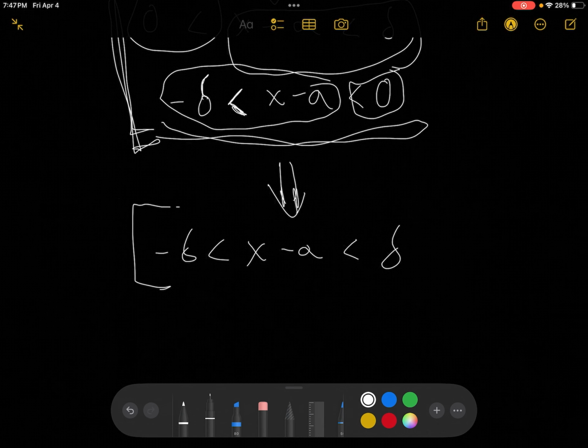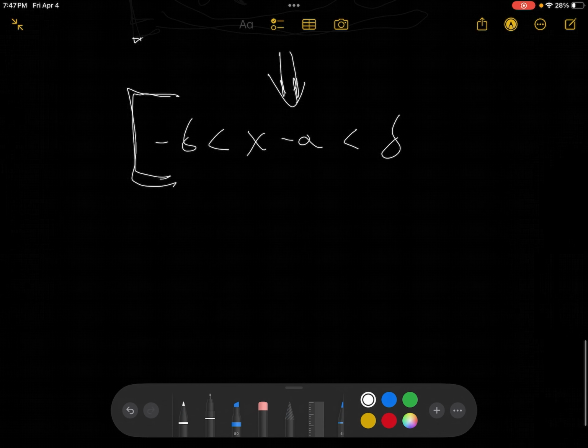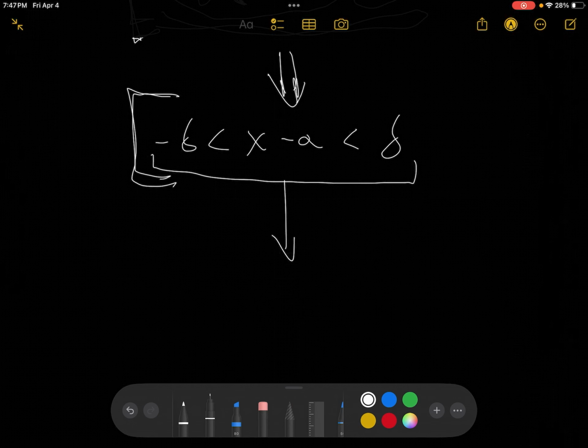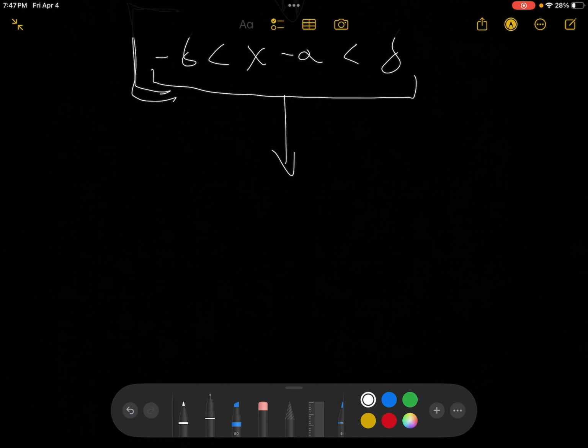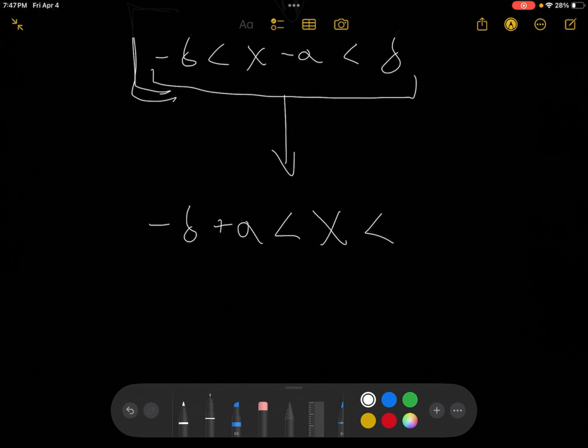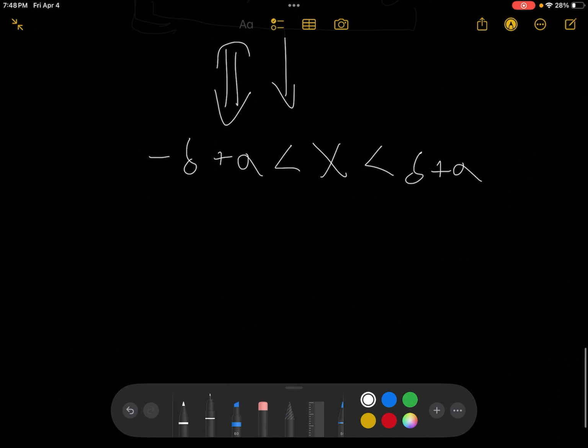But working with just the one-directional form of this inequality, we can actually manipulate this a bit further. If we want to solve for x in this inequality, what we can do is add a to each part, and we're going to end up with x being between a minus delta and a plus delta. So these two inequalities are equivalent.